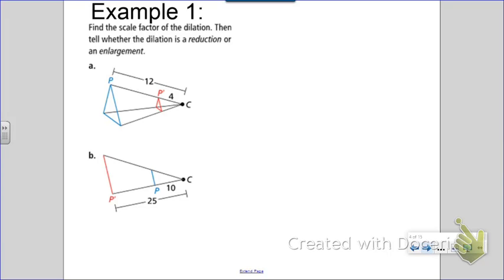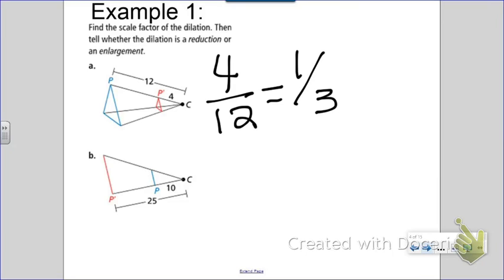In our first example, we find the scale factor of the dilation and then tell whether it is a reduction or an enlargement. On this one, we are going from P prime to P, so we're going from the big down shrinking to the small one. Therefore, it's going to be 4 out of 12, which is 1/3 reduction.